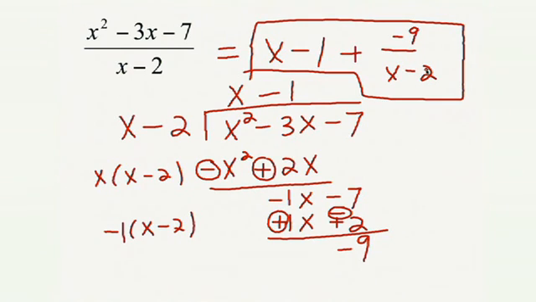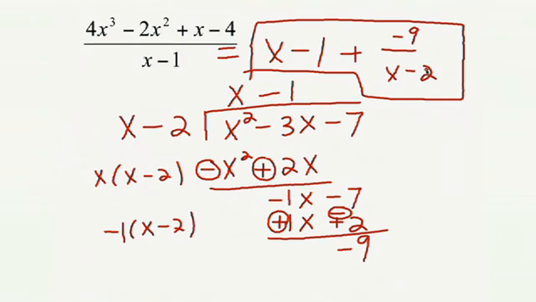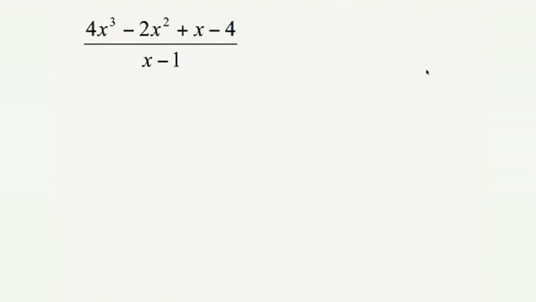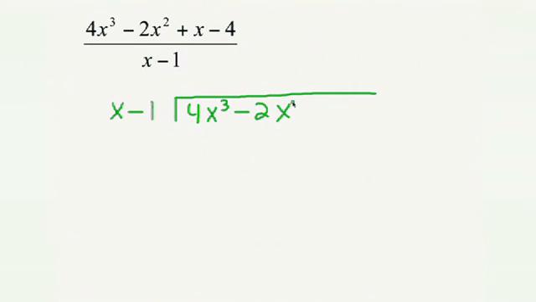All right, let's look at one that's even a little bit more difficult than this. In particular, it's a little bit longer. Yeah, just longer. A lot tougher. Okay, so again, let's just go ahead and write this as a long division problem. x minus 1 divided into 4x cubed minus 2x squared plus x minus 4.